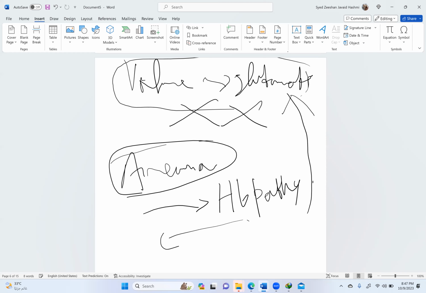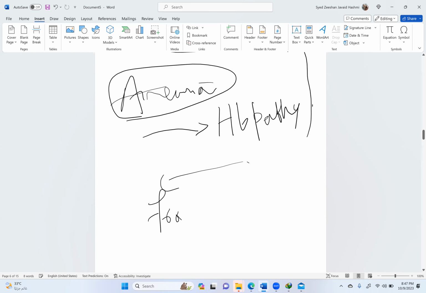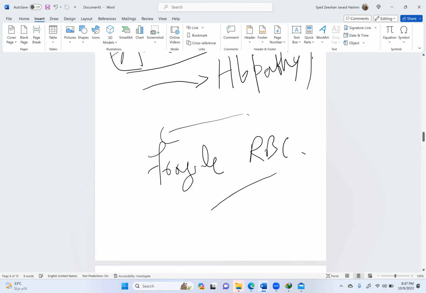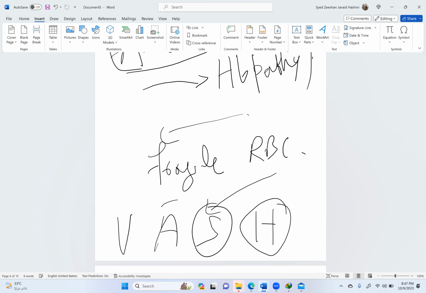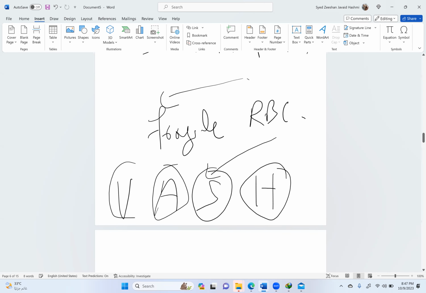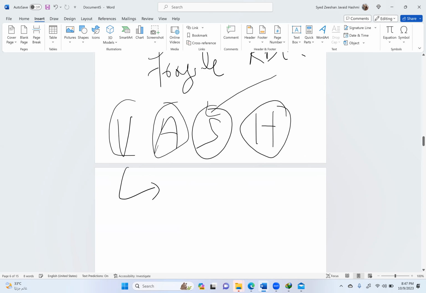So resulting in a fragile RBC. The fragile RBC will not be able to tolerate the twists and turns. So either it will have a vaso-occlusive crisis, aplastic crisis, sequestration crisis, or hemolytic crisis. So either of them will occur. Whatever the result, it will be in the form of severe pain, which is one of them.